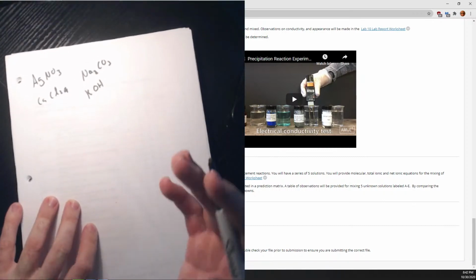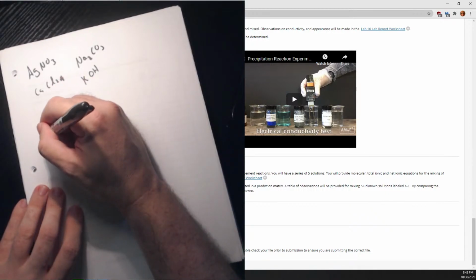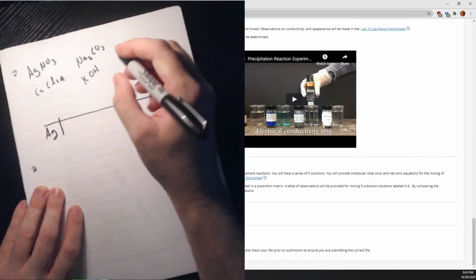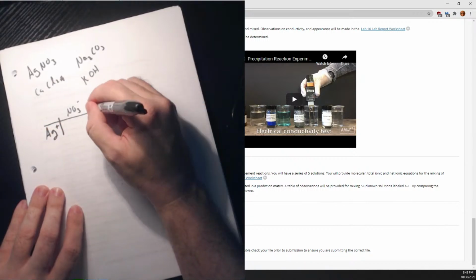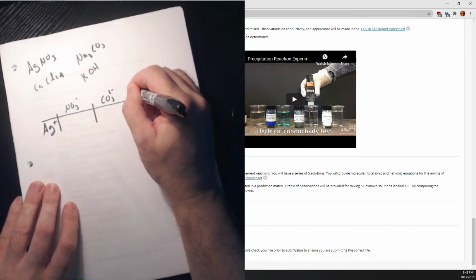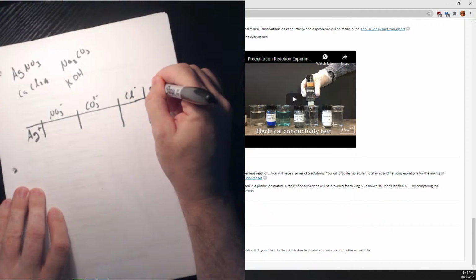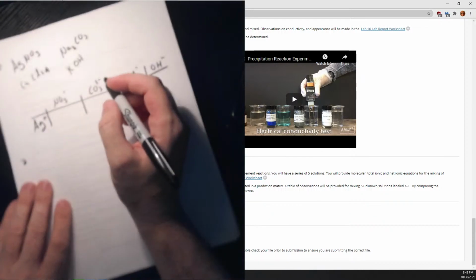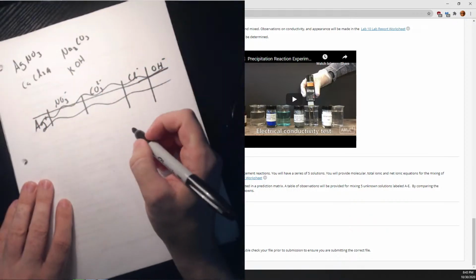Okay, so when they say a prediction matrix, what they mean is, okay, what happens if you mix silver nitrate, silver 1 plus I should say, with carbonate, chloride, or hydroxide? And what happens if you do... Oh, actually, no, that's not how they're going to want you to do this.